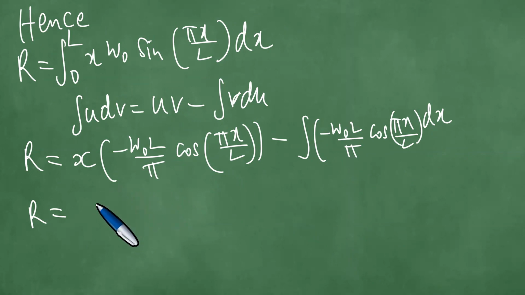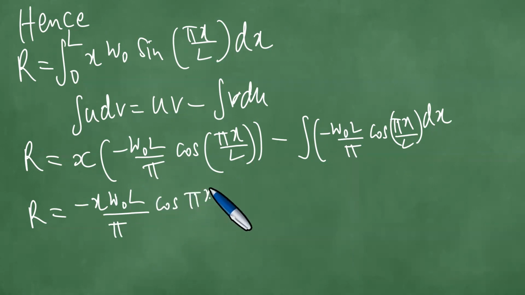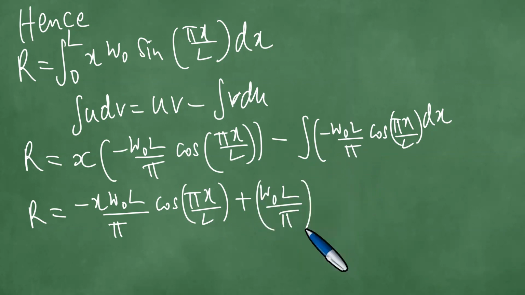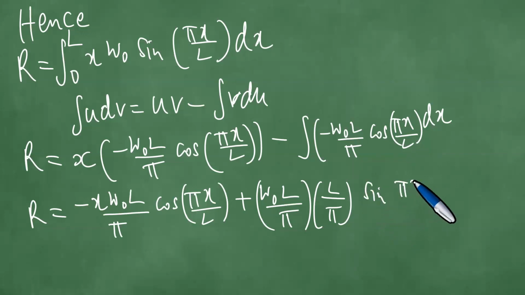So what is all this here? Okay, so this here is the same as minus x W0 over pi, cosine of pi x over L. Negative by negative is plus. You pull out the W0 L over pi because it's a number. All of these are constants, and then you integrate the cosine, which becomes sine. You divide by the coefficient of the x, so the L goes up and the pi comes down, and you have the sine of pi x over L.